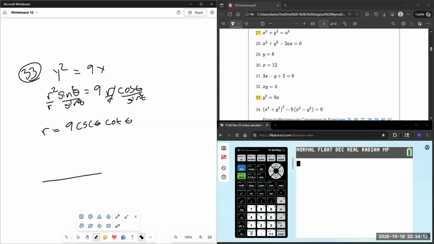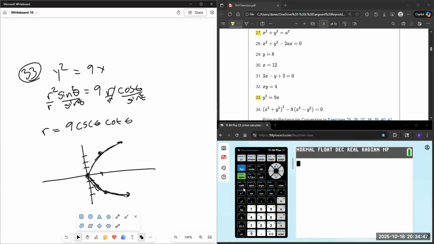Well, we know what it looks like from rectangular. It's got its vertex at 0, 0. It opens to the right; when x is 1, y is plus or minus 3. And it's exactly the same conic section, whether I represent it in rectangular form or polar form. It's still this parabola that's opening right.